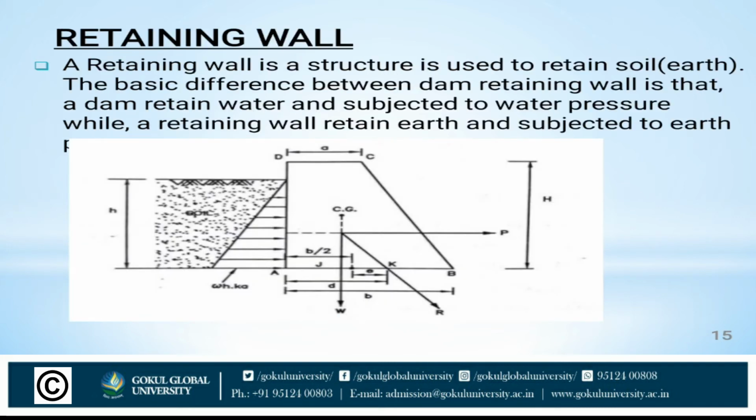Next one is retaining wall. So retaining wall is a similar structure like a dam. A dam is filled up by water, and a retaining wall is usually filled up by soil or earth. The retaining wall is a structure used to retain soil, earth. The basic difference between the dam and retaining wall is that a dam retains water subjected to water pressure, while the retaining wall retains earth subjected to earth pressure.